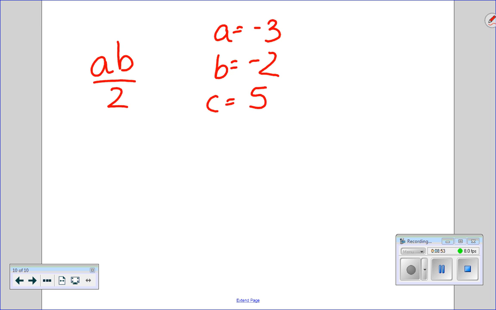Do this one for me. BC divided by 5. BC, I just wrote a different way now, divided by 5. Don't forget those B and that C, you've got to multiply them together. When they're beside each other, you're multiplying. Don't forget that.